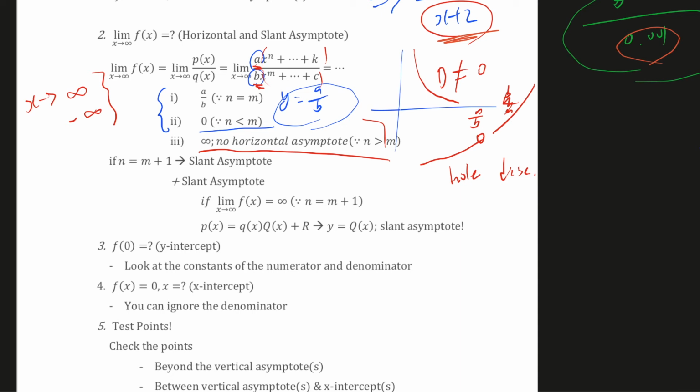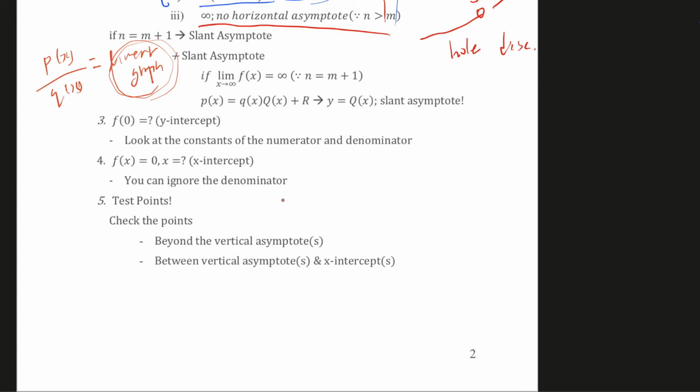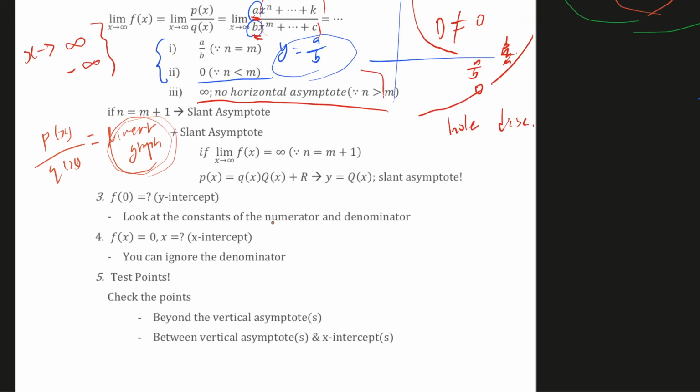Again, the division method comes up. You divide p of x, or the numerator, by q of x, and if you get a first order expression or a linear graph, that's going to be the slant asymptote. That's it for the horizontal asymptote and the slant asymptote.